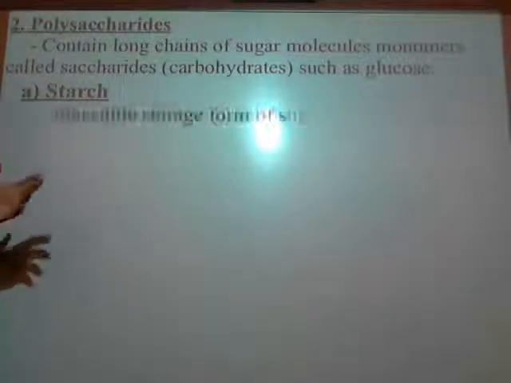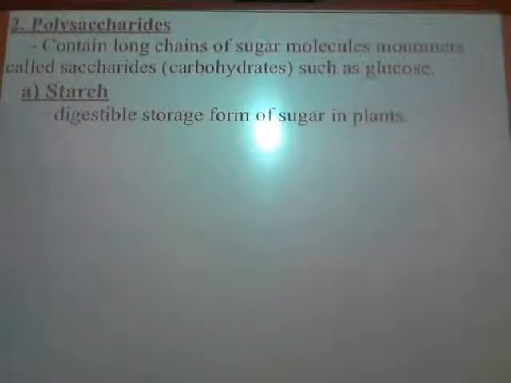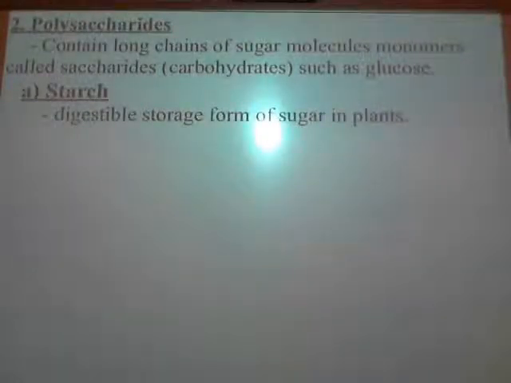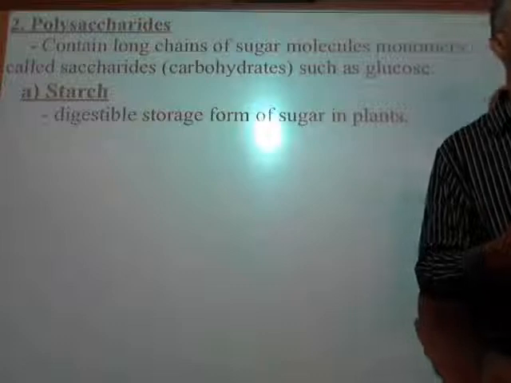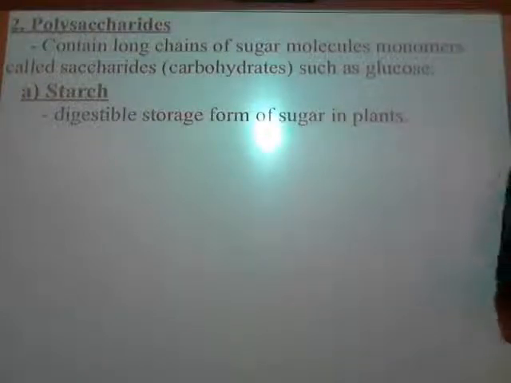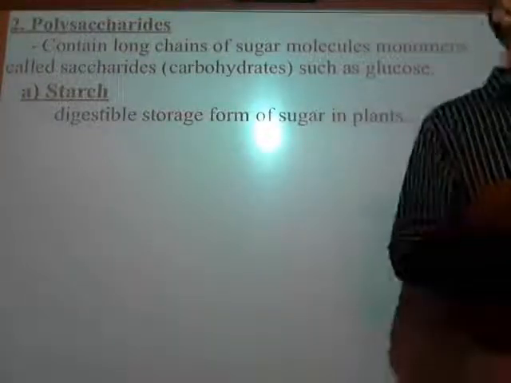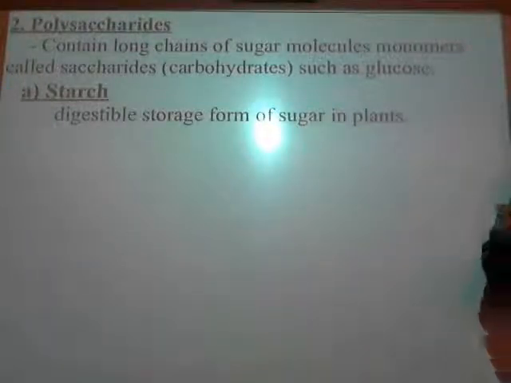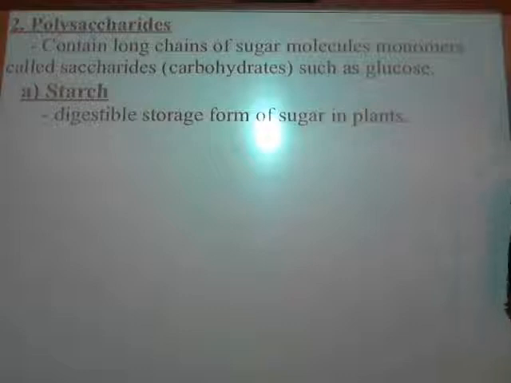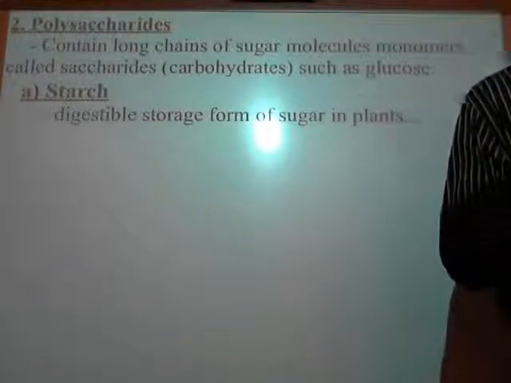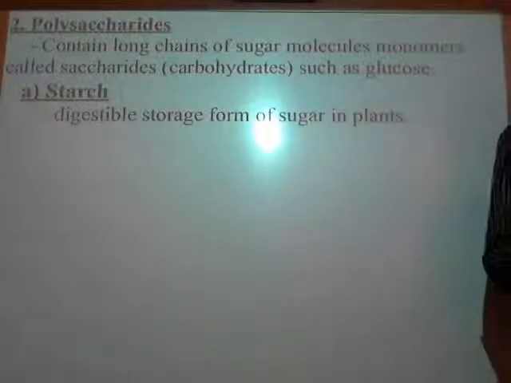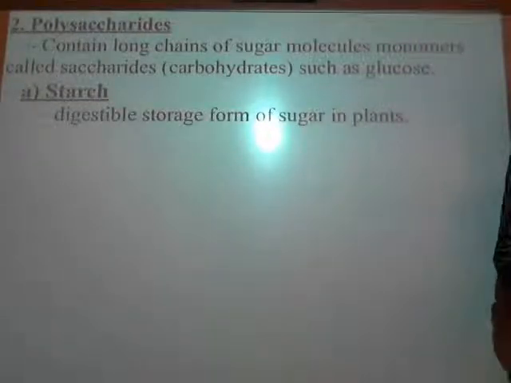Okay, starch is the digestible form of a polysaccharide, the digestible form of sugar in plants. That's what they do. By the way, we don't make starch in our bodies. We can store sugar in a couple of ways. What's our equivalent of starch in our bodies? Anybody know that from biology class? ATP. No. I don't remember biology. Well, you should. It's glycogen. Glycogen is the animal equivalent of starch. Okay?